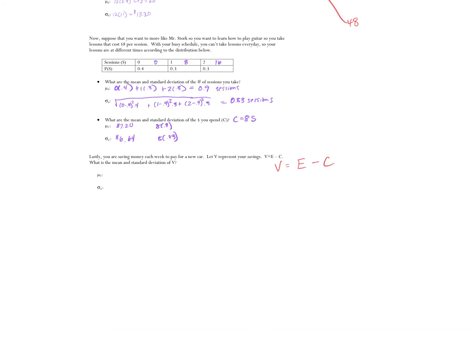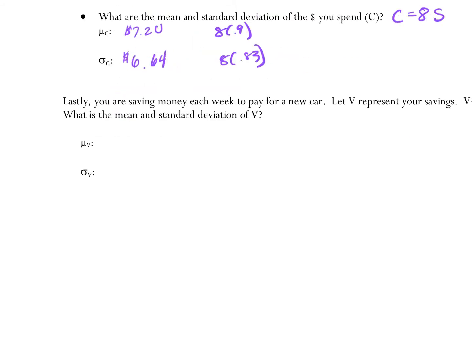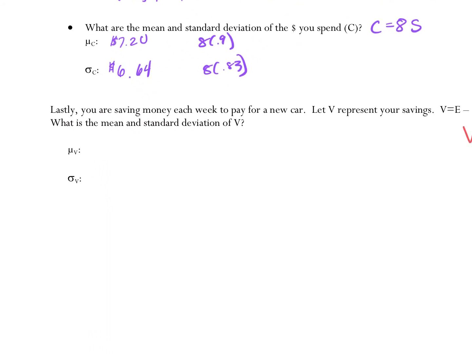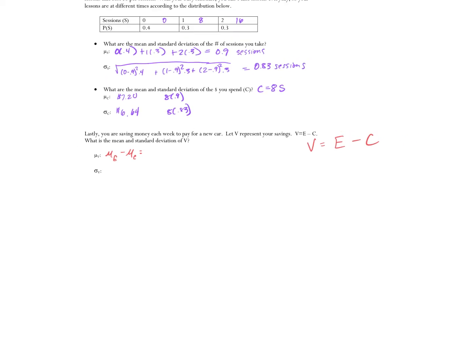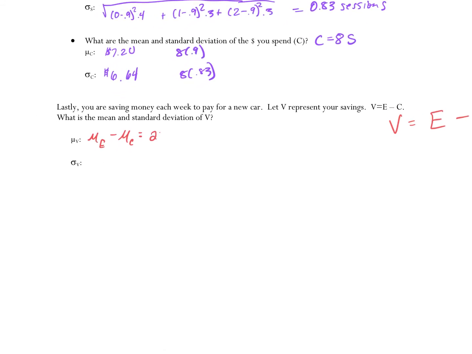All right. So the mean of my savings, if my savings are E minus C, earnings minus costs, would be the mean of my earnings minus the mean of my costs. So this is essentially applying those formulas we were just talking about. So we'll take that $27.60 minus $7.20, and on average we are saving $20.40 each week.